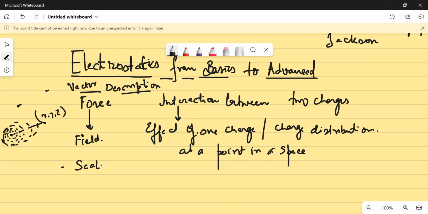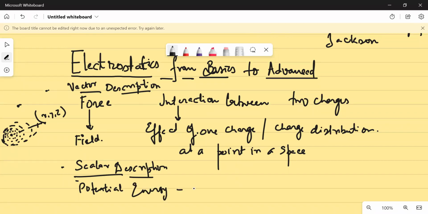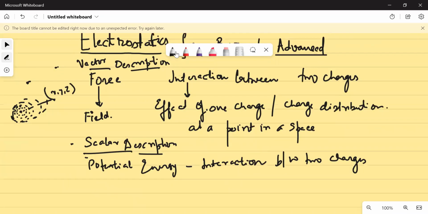Now, another way of quantifying the interaction between the two charges is a scalar description. What does scalar description mean? Instead of force, you have potential energy. Potential energy describes a scalar way of saying what the interaction between the two charges is. So it is a sort of interaction energy. And the field analog of this scalar description would be potential.